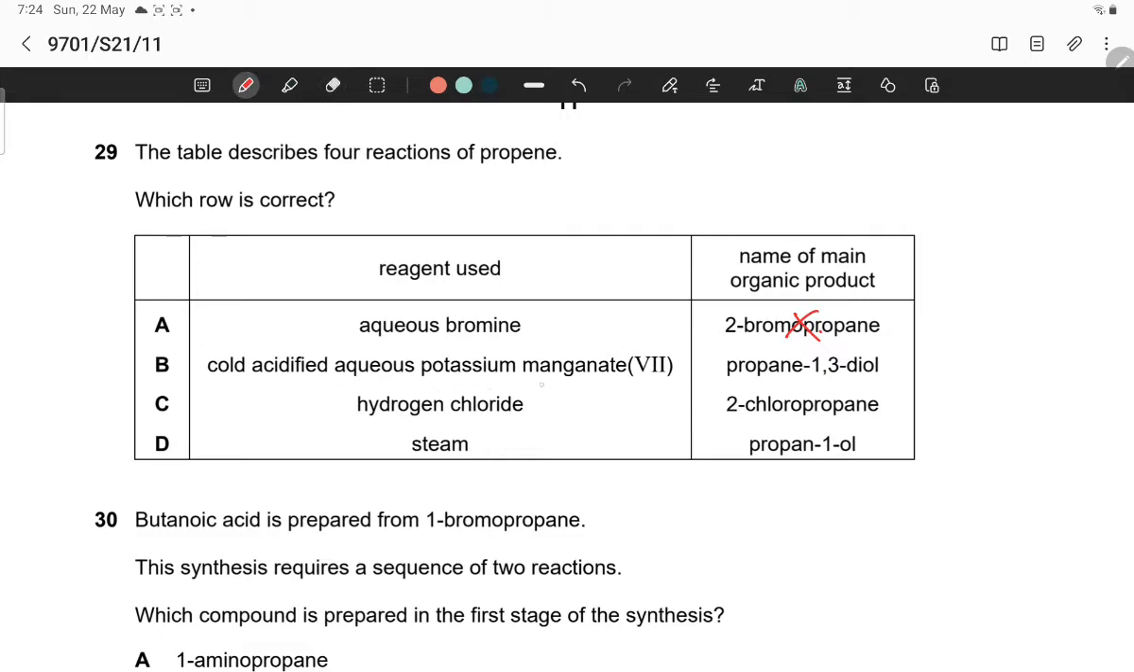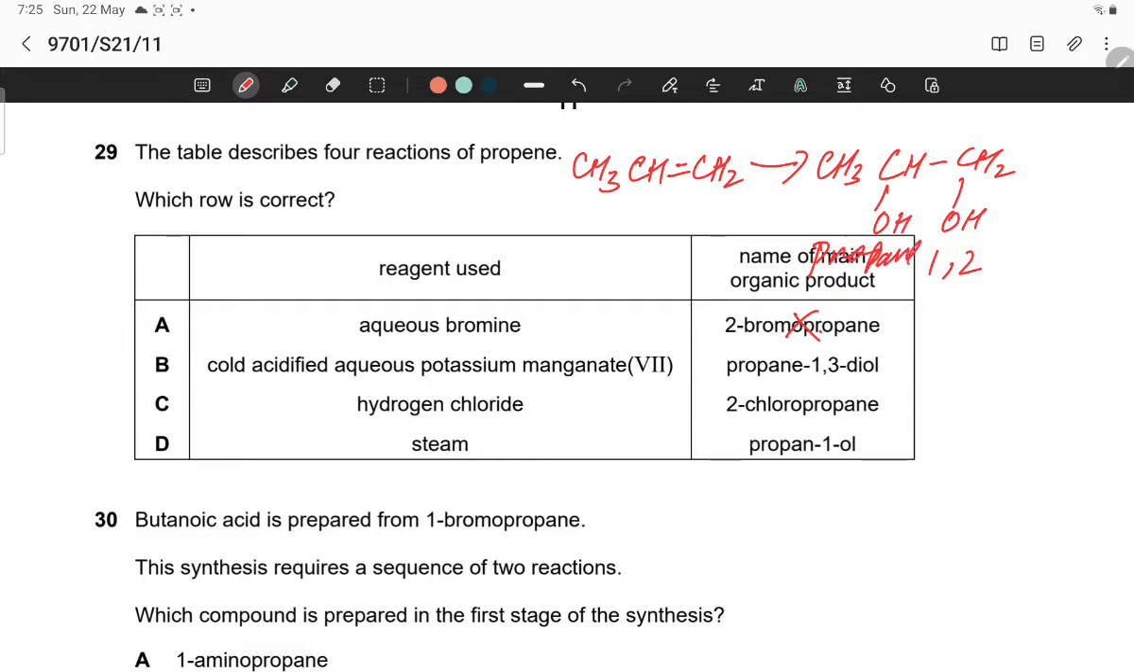Next, cold acidified aqueous potassium manganate, propane-1,3-diol is formed. Cold aqueous potassium manganate with CH3 CH double bond CH2 gives CH3 CHOH CH2OH. So this is propane-1,2-diol. So this is also incorrect.